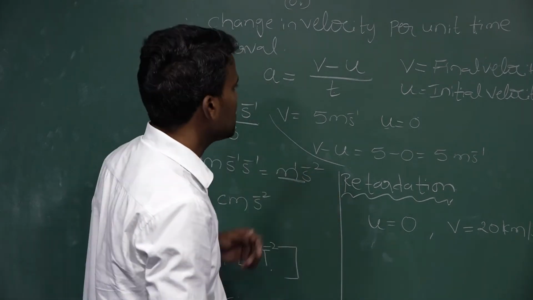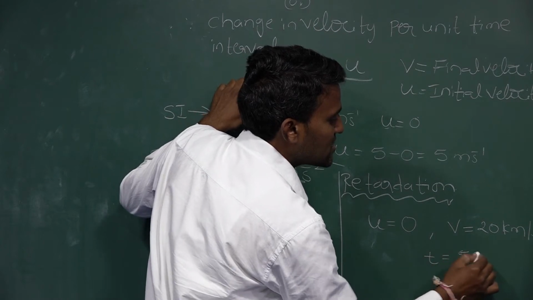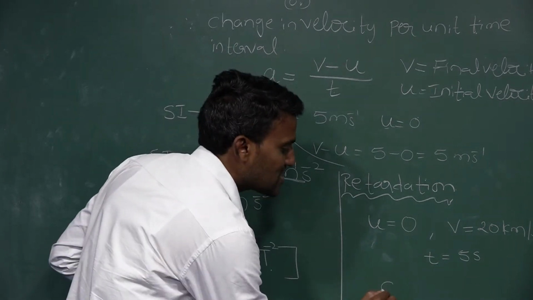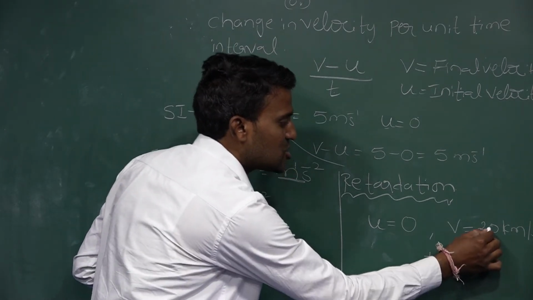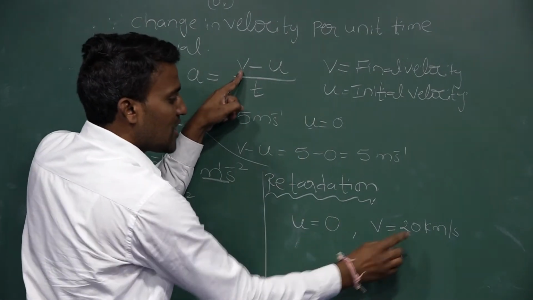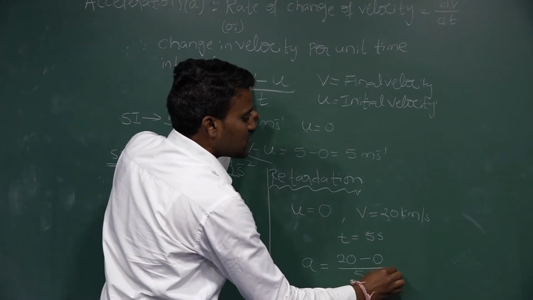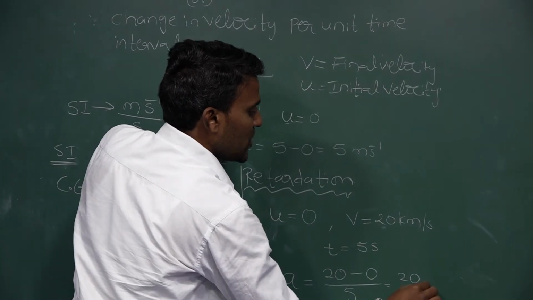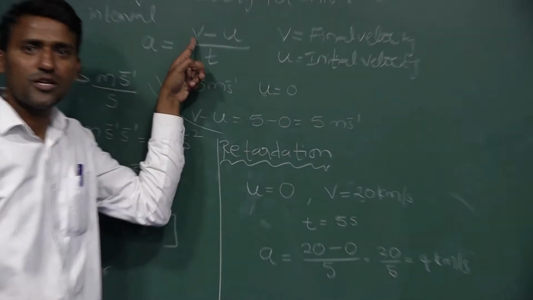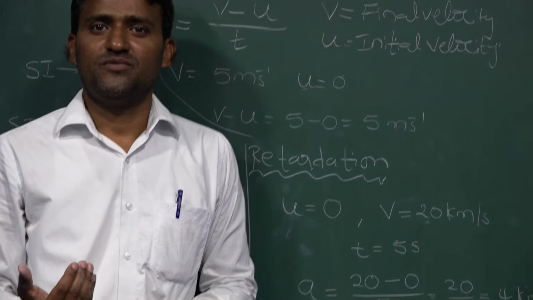We know the formula for acceleration. In how much time interval? t is equal to 5 seconds. In 5 seconds they are covering 0 to 20 kilometer per second. So acceleration is final velocity minus initial velocity, divided by time. Final velocity is 20, initial velocity is 0, time interval is 5. So 20 divided by 5 is 4 kilometer per second.